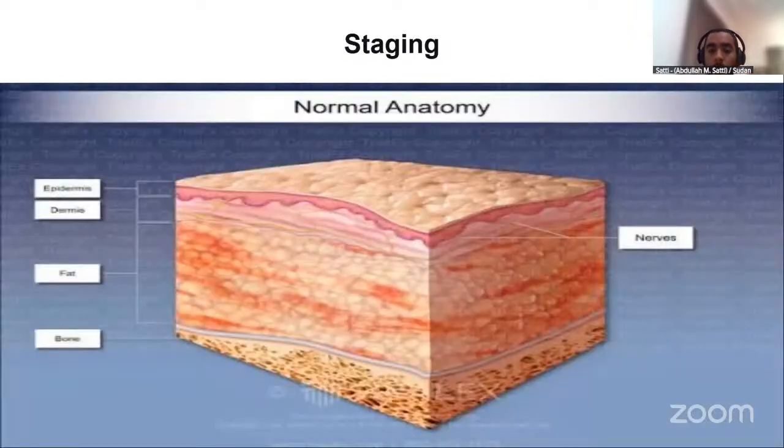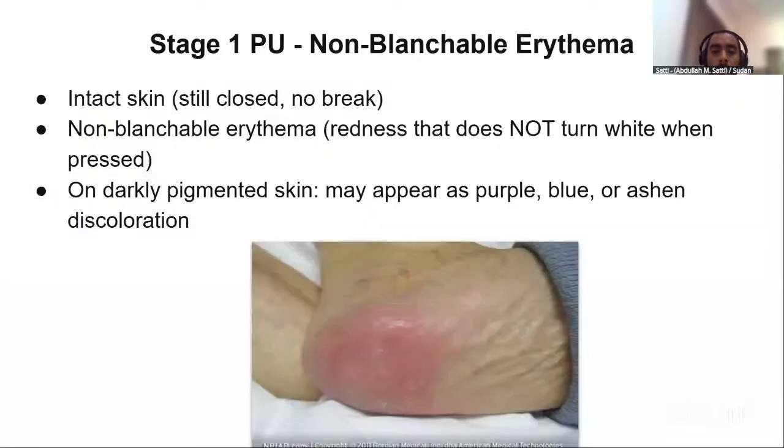So before we go to the staging, we first need to understand the normal anatomy of the skin. The pressure ulcer anatomy contains 4 main components, which are the epidermis, dermis, the fat, and the bone. Whenever disintegrity happens to this structure, we would stage the ulcers either 1, 2, 3, 4, or even unstageable. So let's move forward and see staging.